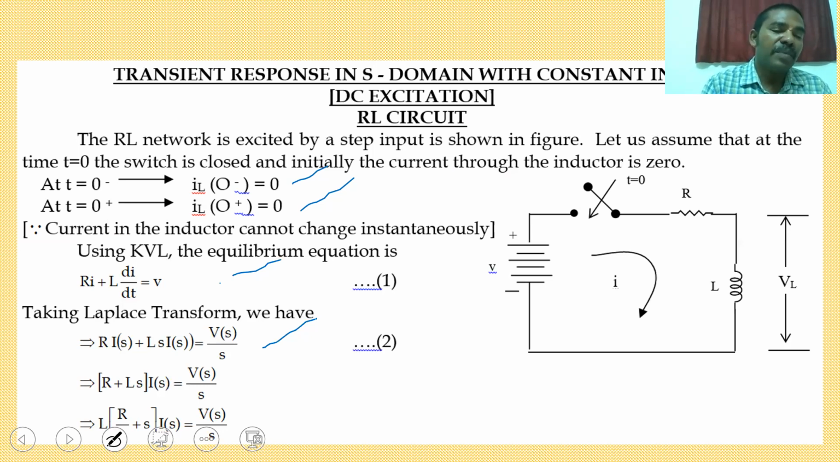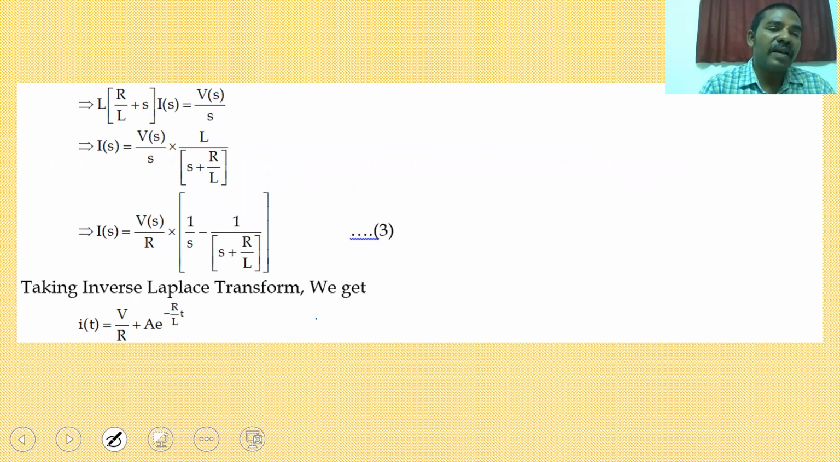Now I am taking I of S as common. R plus Ls into I of S is equal to V of S by S. Then I am taking L as common: L into (R by L plus S) into I of S is equal to V of S by S. So then I of S is equal to V of S by L, divided by S into (S plus R by L).